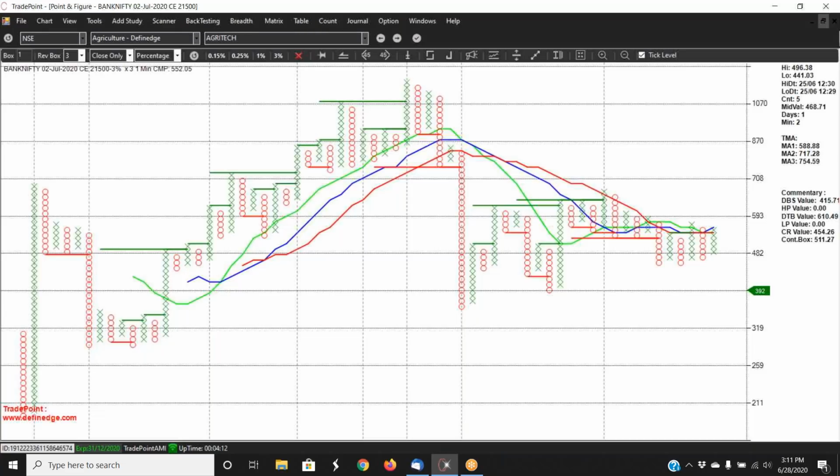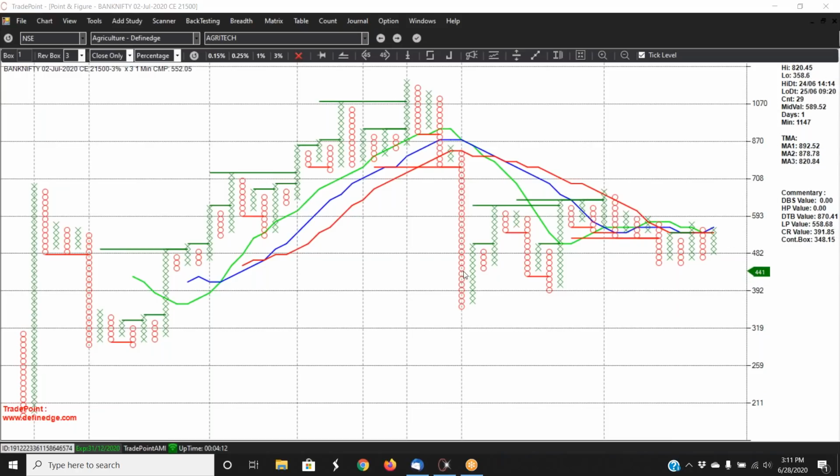Now coming to some specific charts. Now this is one chart which right now is looking a bit neutral. This is a 21,500 call of Bank Nifty for 2nd July. So any move below 350 will make it very bearish, and then it can go down quite fast to maybe even 200 or lower than that.